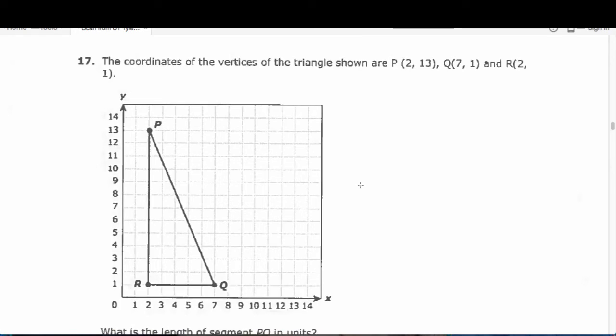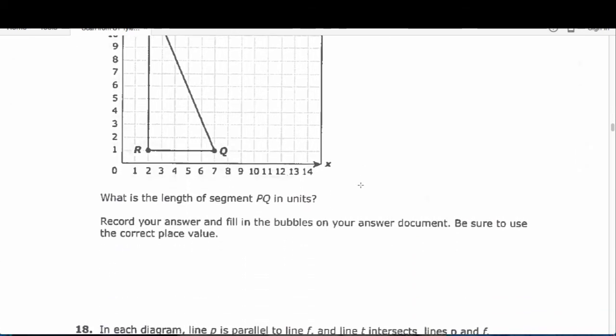Question 17. The coordinates of the vertices of the triangle shown are P(2, 13), Q(7, 1), and R(2, 1). What is the length of segment PQ in units? Record your answer and fill in the bubbles on your answer document. Be sure to use the correct place value.